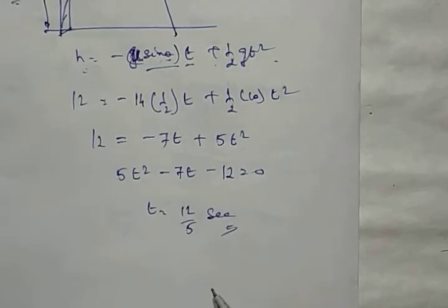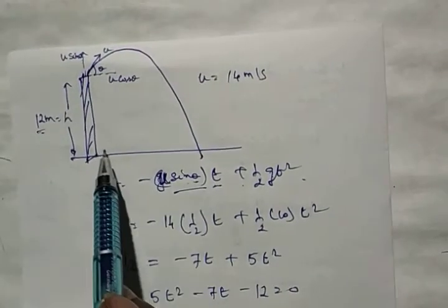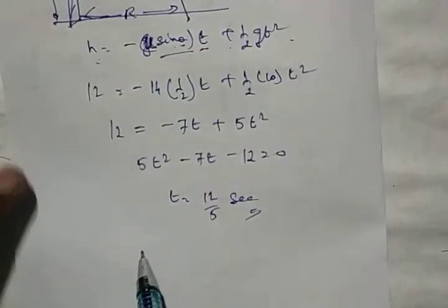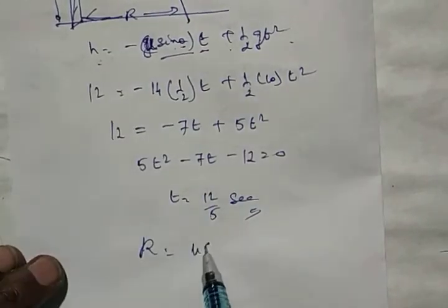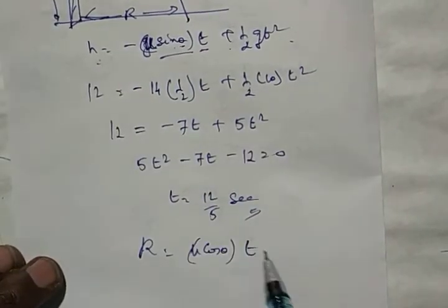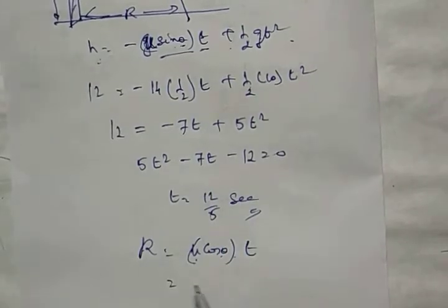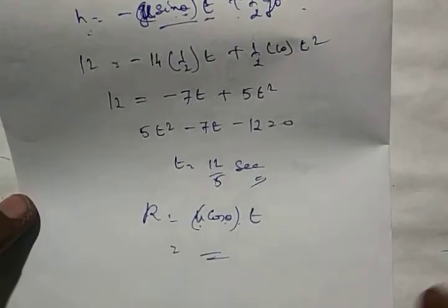Once you have the t value here, then you have to find the range. What is the range? It is going to be equal to u cos theta into t. t is already given here, u is already given there, and theta you know. You can find the value of range. So please try to find the value of range. With that, you can finish this question.